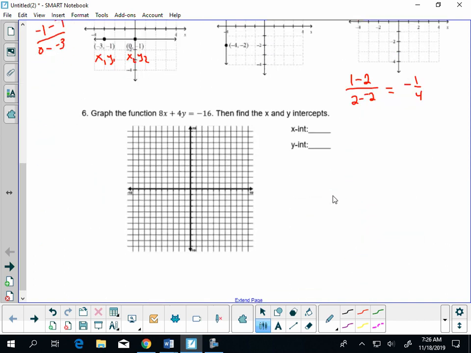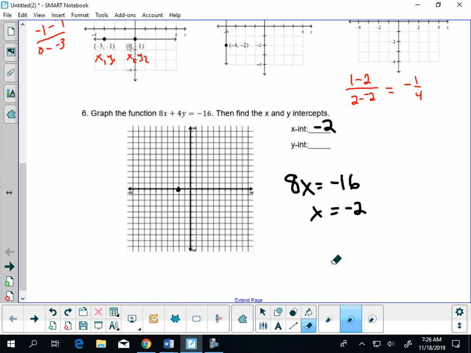All right, this one is in standard form. If it's in standard form, we're going to find our intercepts. That's where we cover something up. So let's find our x-intercept first. Let's cover up our y, and we get 8x equals negative 16. X would equal negative 2. So on our x-axis, we're going to put a small dot at negative 2.